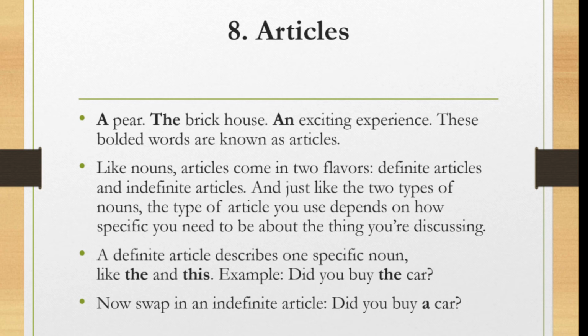Articles: a pair, the brick house, an exciting experience. These bolded words are known as articles. Like nouns, articles come in two flavors: definite articles and indefinite articles. And just like the two types of nouns, the type of article you use depends on how specific you need to be about the thing you are discussing.